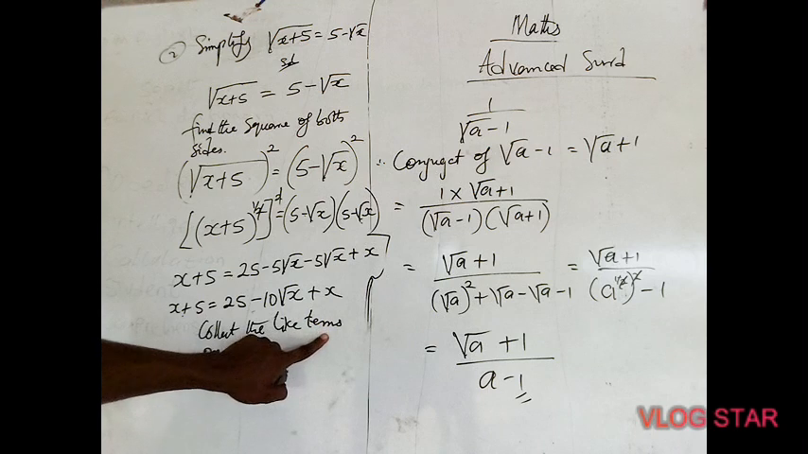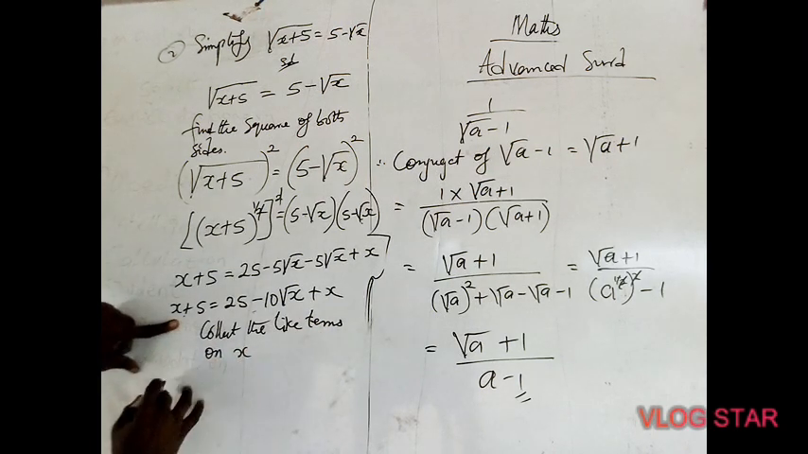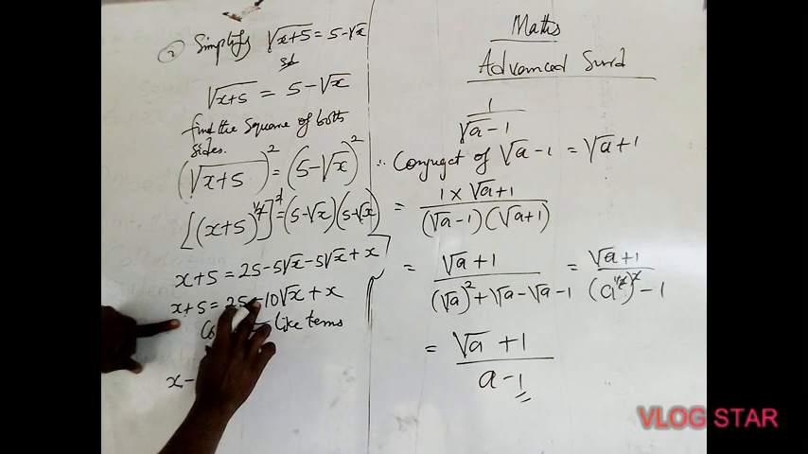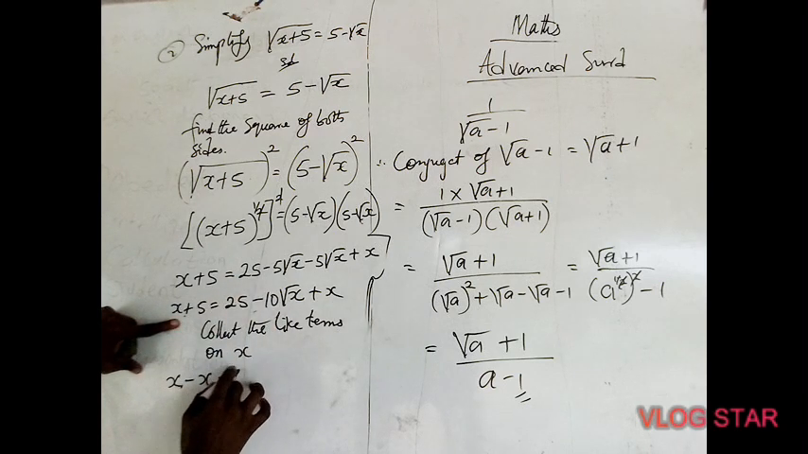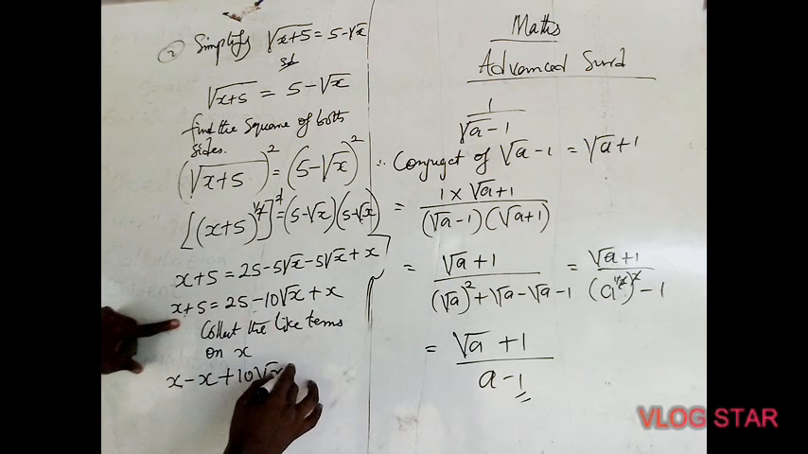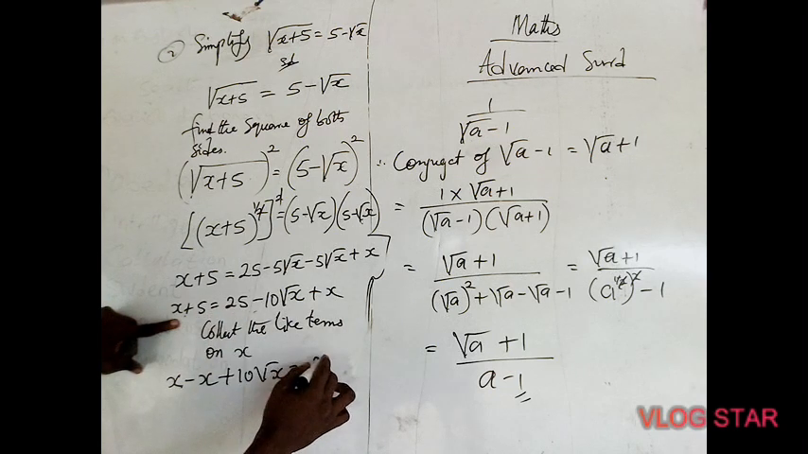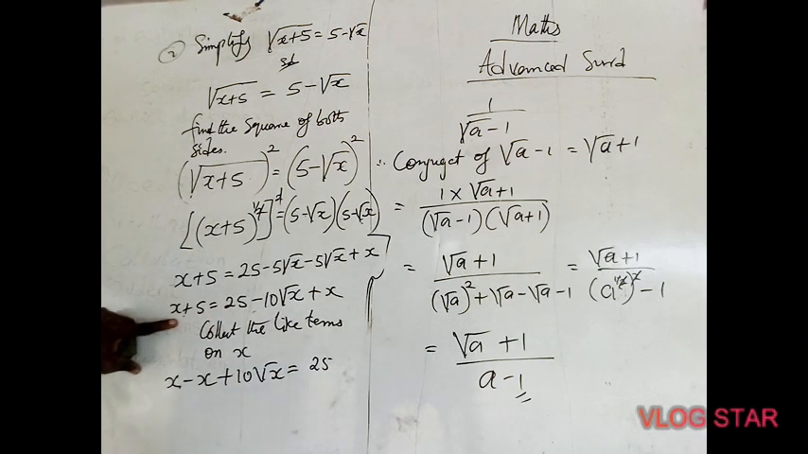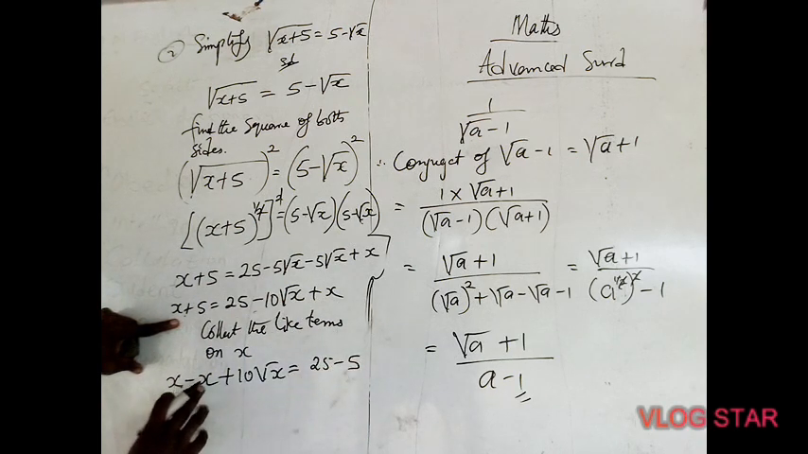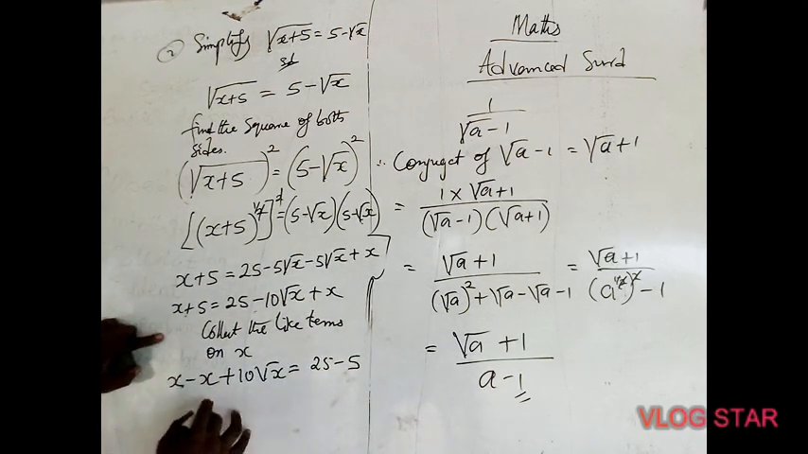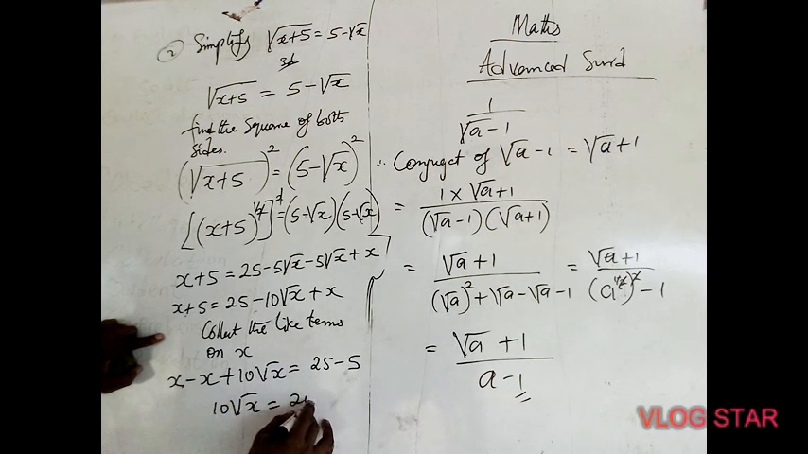Now collecting the like terms on x here will give you, you have x here, that is x. Then when plus x crosses, it changes to minus x. We have minus 10 root x. When minus 10 root x crosses the equality sign, it changes to plus 10 root x, which is equal to, here we have 25, which are terms without x. Then when plus 5 here crosses, it changes to minus 5. We have x minus x here is gone. Then what do we have left? 10 root x is equal to 25 minus 5, here will give you 20.